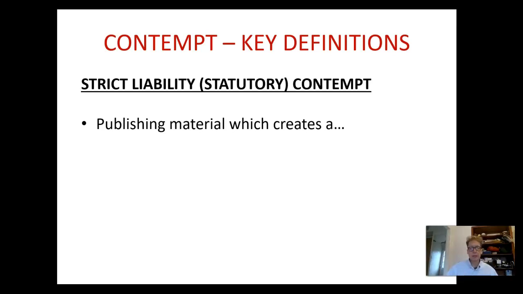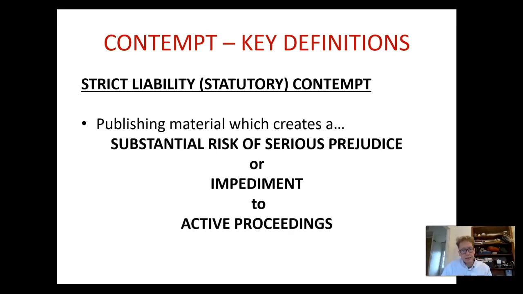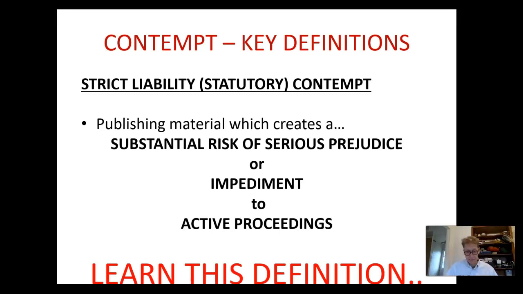There's a specific definition for strict liability contempt. This is publishing material which creates a substantial risk of serious prejudice. That's the same phrase that we saw with common law contempt, but now it changes: or impediment. So it creates a substantial risk of serious prejudice or impediment to active proceedings. It's a slightly different definition for strict liability contempt, and the important thing there is you understand what active proceedings are.